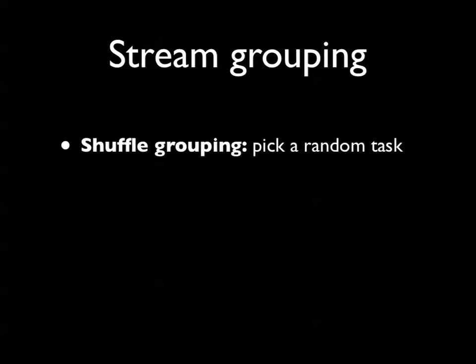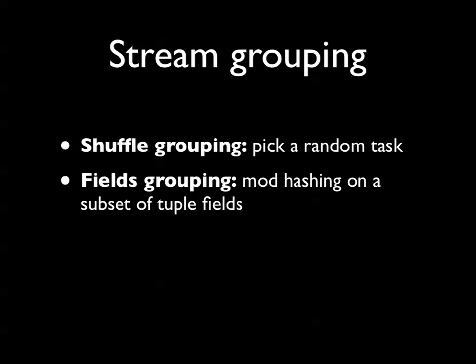The simplest kind of grouping is called a shuffle grouping. In this case, it actually picks a random task to send the message to. This has the effect of evenly distributing the load of processing the messages. A more interesting kind of grouping is called a fields grouping. Here, it chooses the target task by doing mod hashing on a subset of the tuple fields. This should sound awfully familiar to what I was talking about in the beginning of my talk, but now it's done at a higher level of abstraction.